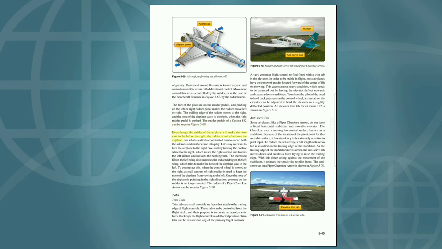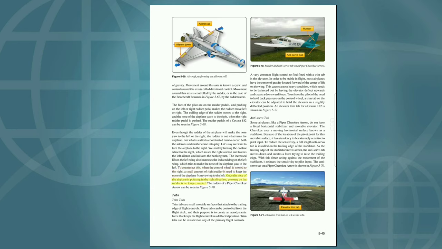Even though the rudder of the airplane will make the nose yaw to the left or the right, the rudder is not what turns the airplane. For what is called a coordinated turn to occur, both the ailerons and rudder come into play. Let's say we want to turn the airplane to the right. We start by turning the control wheel to the right, which raises the right aileron and lowers the left aileron and initiates the banking turn. The increased lift on the left wing also increases the induced drag on the left wing, which tries to make the nose of the airplane yaw to the left. To counteract this, when the control wheel is moved to the right, a small amount of right rudder is used to keep the nose of the airplane from yawing to the left.